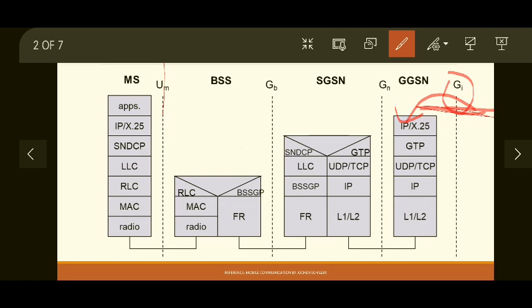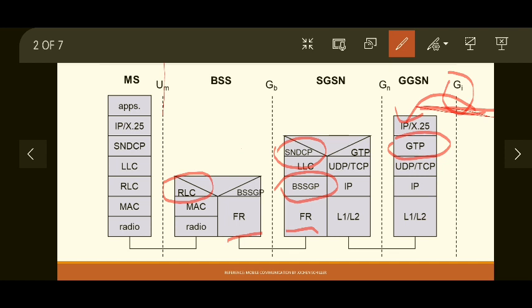Out of all these protocols, the new ones are very few, like GTP that you can observe. Then there is SNDCP, BSSGP, RLC. These are the new protocols which are included in GPRS. Apart from that, every other protocol is familiar to you, which have been part of previous OSI models or wired networks. FR is frame relay. It is a type of network which is used at the physical layer of GPRS.